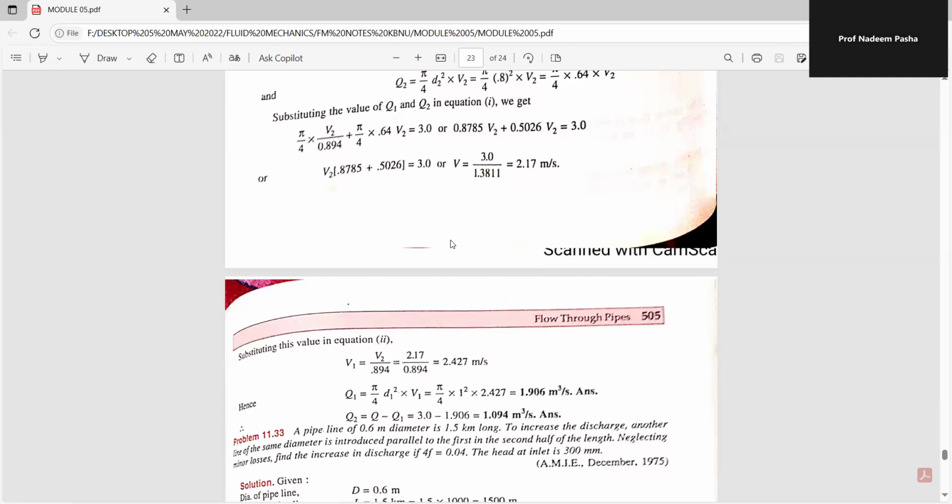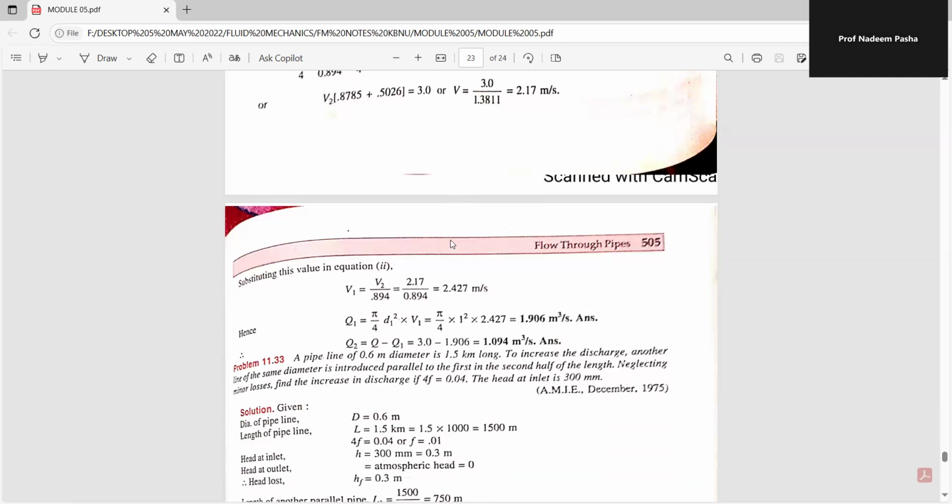All these things you have to remember. So this is also one more problem which was asked in AMIE in December 1975. So what is the problem? A pipeline of 0.6 meter diameter is 1.5 kilometer long. So capital D is given to you. Capital D is 0.6 meter, and capital L is also given to us as 1.5 kilometer. If you convert this into meter, it comes out to be 1500 meter.